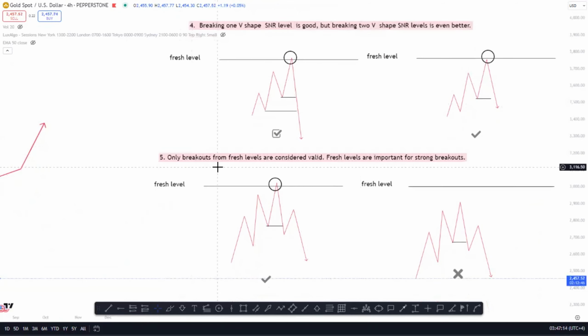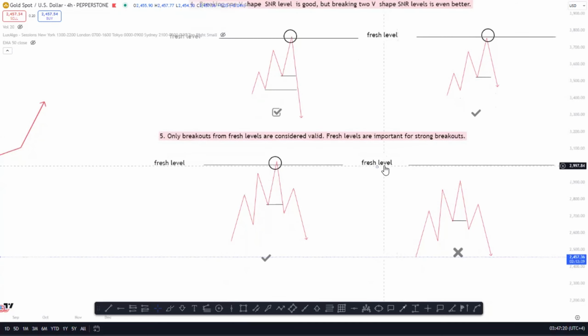Only breakouts from fresh levels are considered valid. Fresh levels are important for strong breakouts. We only take a bearish breakout that comes from a fresh level. If it doesn't, we cannot take it as a valid bearish breakout.